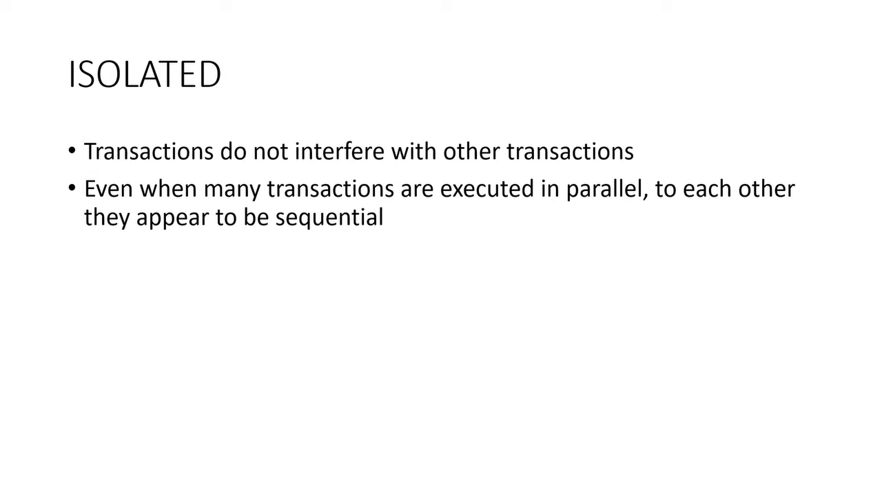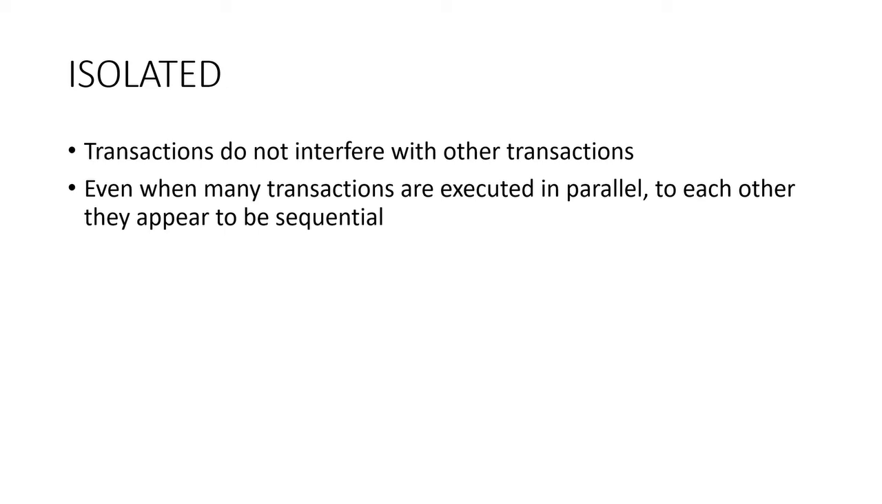This means even if we execute a set of transactions in parallel, to each transaction the other transactions' intermediate states are not visible. For each transaction, either it sees the other transaction starts and ends before it, or it sees the other transaction starts and ends after it. So that is the basic meaning of the term isolation.